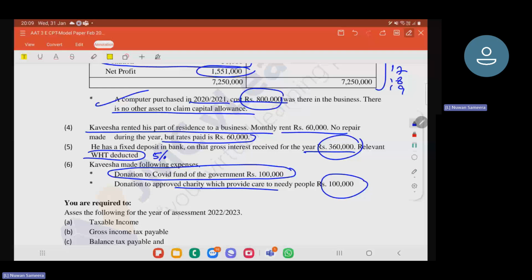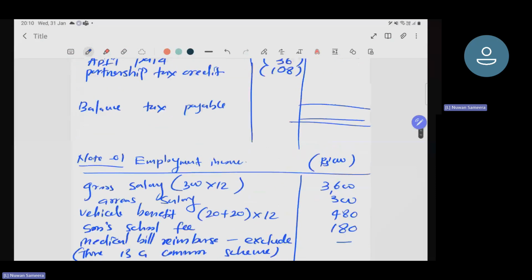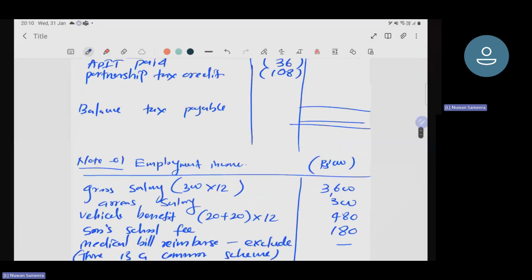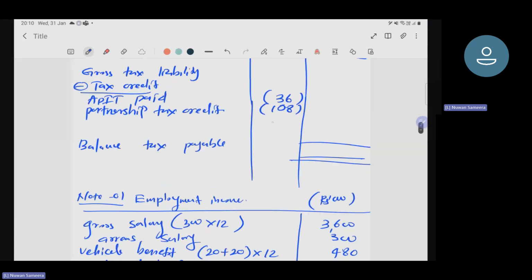That means 5% already paid. 360 into 5% means 18,000 you have already paid. However, you have to add the gross value to the investment income, and the withholding tax paid on the interest you need to deduct as a tax credit, right? Tax credit. So with that part, we can complete the adjustment number 5 and 6.